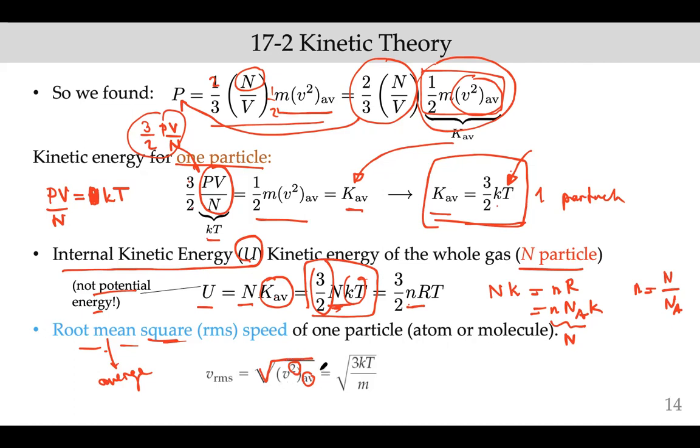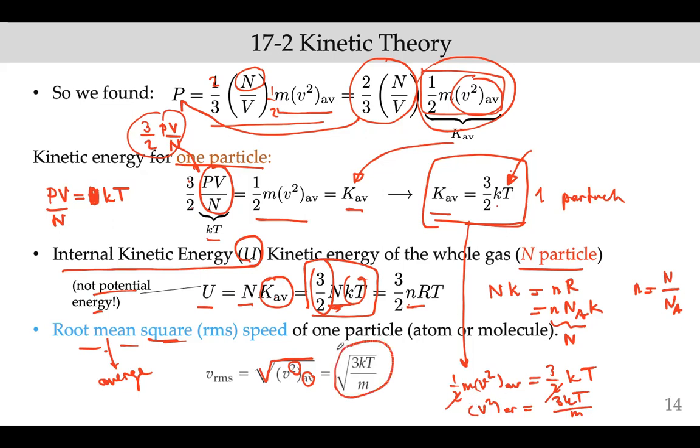So v squared, you can find it from where? You can find it, for example, if you think about this part. Kinetic energy is 1/2 m v squared average, and it's equal to 3/2 kT. Now the 2's are gone, so v squared average here is 3kT divided by m. And if you take the square root of both sides, then you get this expression.